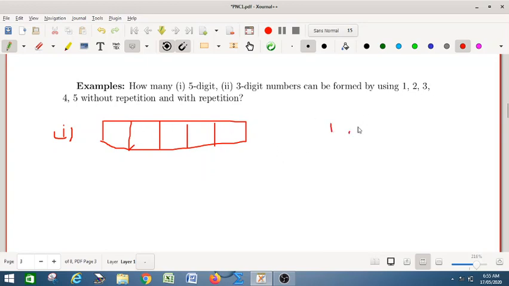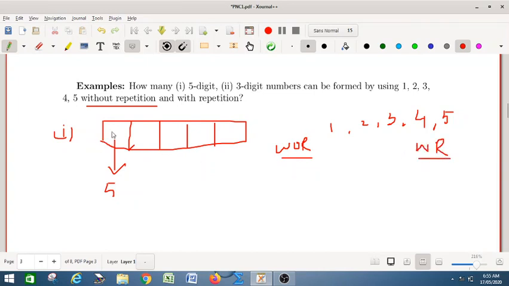So you have numbers 1, 2, 3, 4 and 5 and you are filling 5 places. For the first place you have 5 choices, and look at that, without repetition. First you are doing without repetition. So I am writing WOR for without repetition and WR for with repetition. In the first case, without repetition, you have 5 choices for the first position, 5 ways.